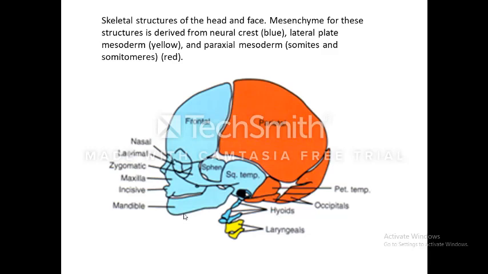In this slide, we show the skeletal structure of the head and face. The mesenchymal cells of this structure are derived from the neural crest in the blue colors, and from the lateral plate mesoderm in the yellow colors, and from the pharyngeal mesoderm, somites and somitomeres, represented by the red colors.